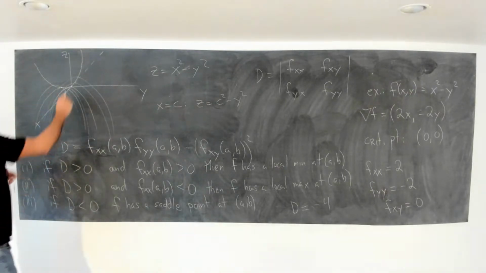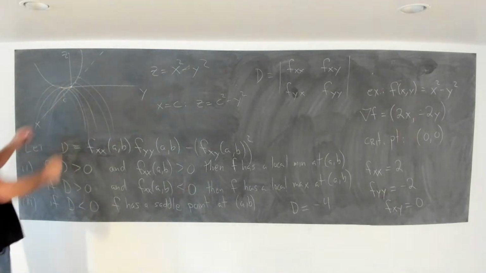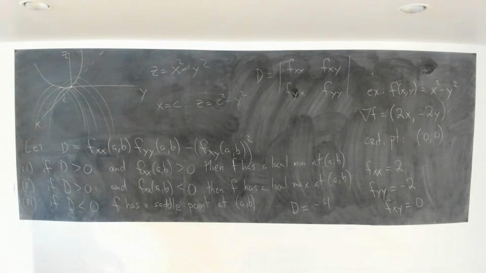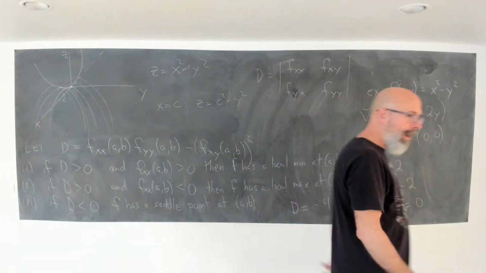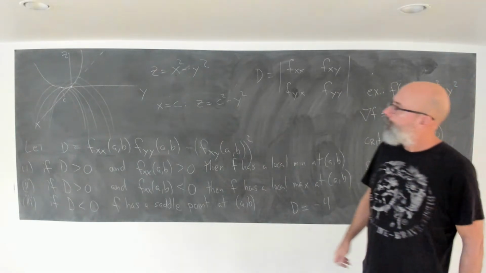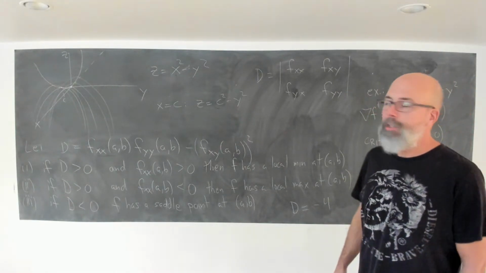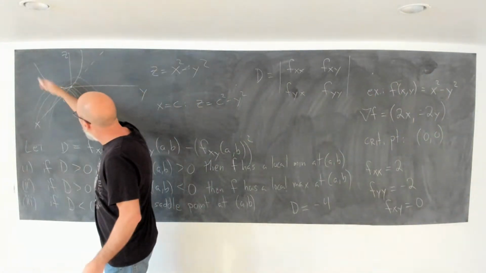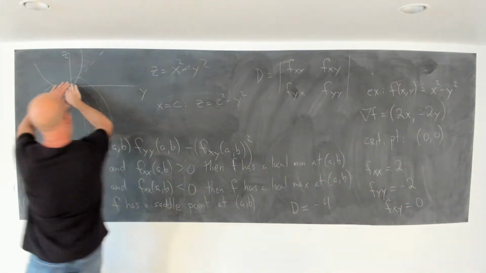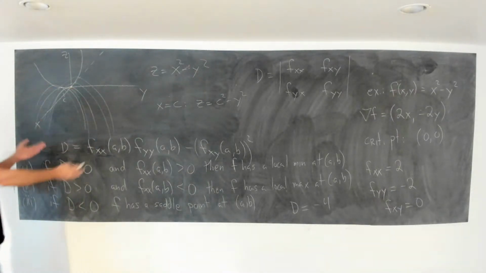So you see at the origin, well, very, very close to the origin, this looks like a saddle. A saddle, a horse saddle. And thus the name saddle point. In one direction, the function is increasing, but in another direction, it's decreasing.